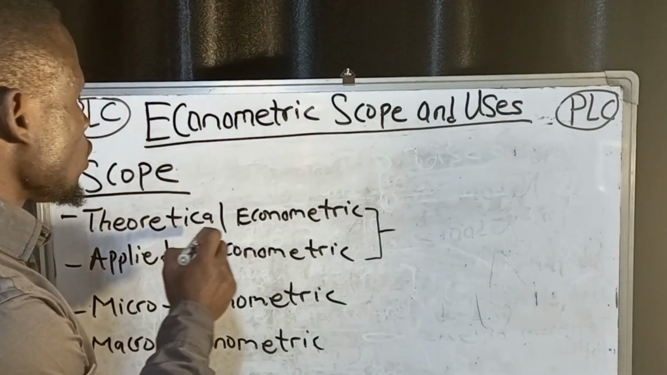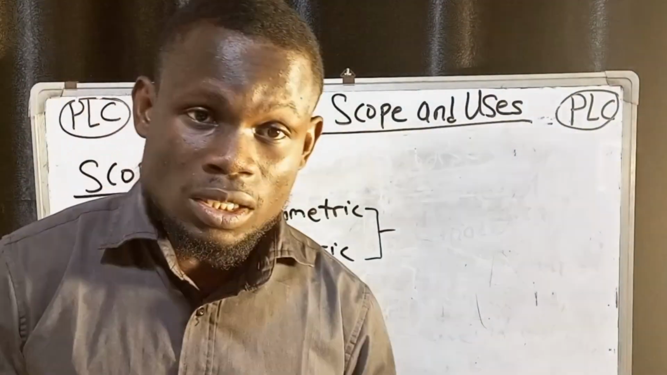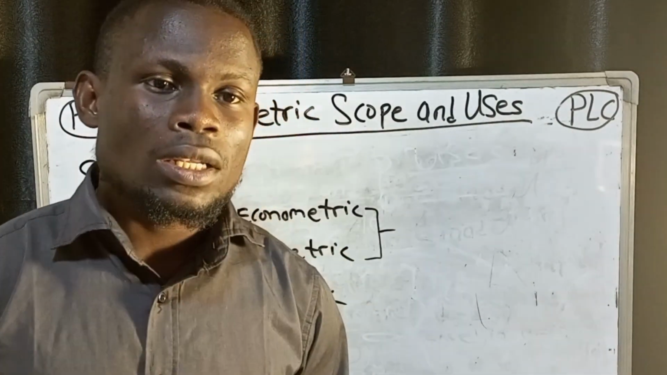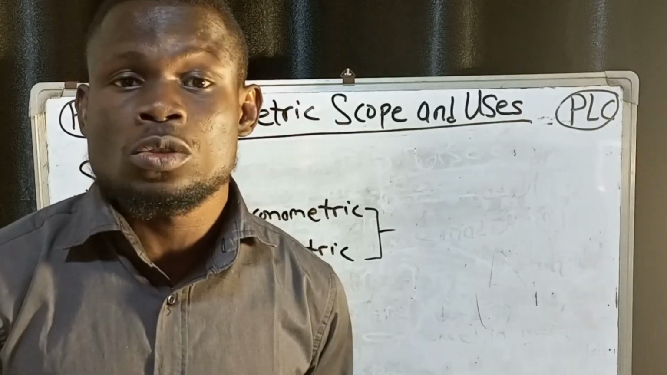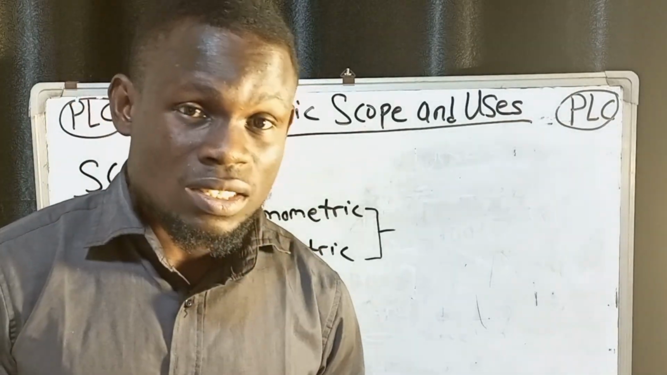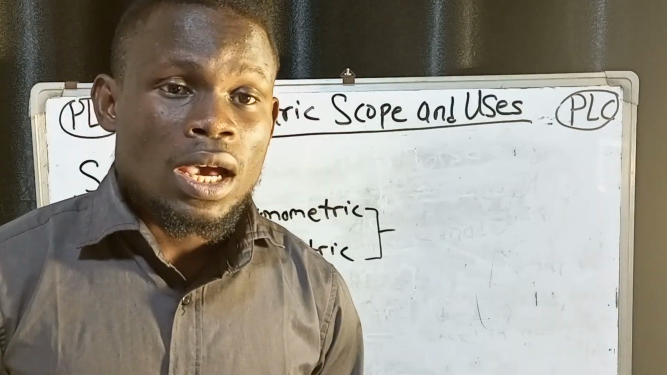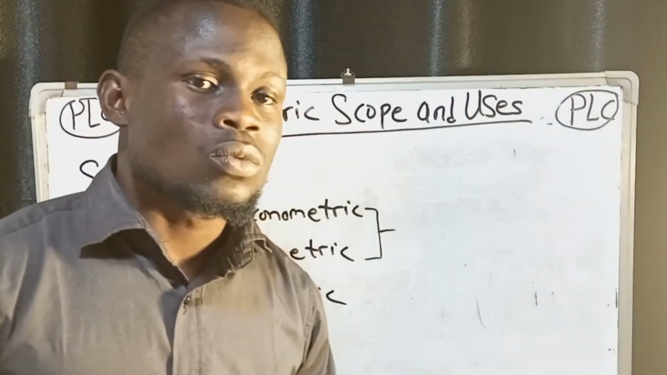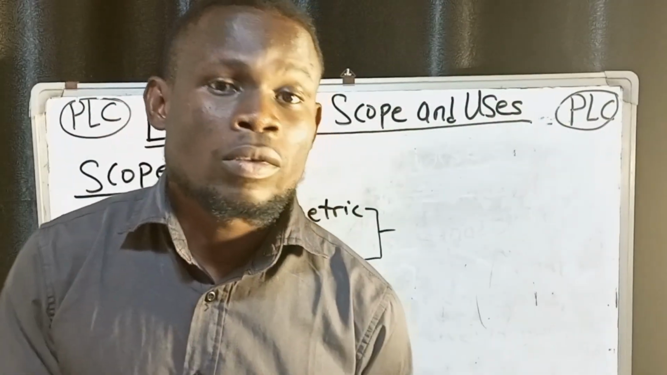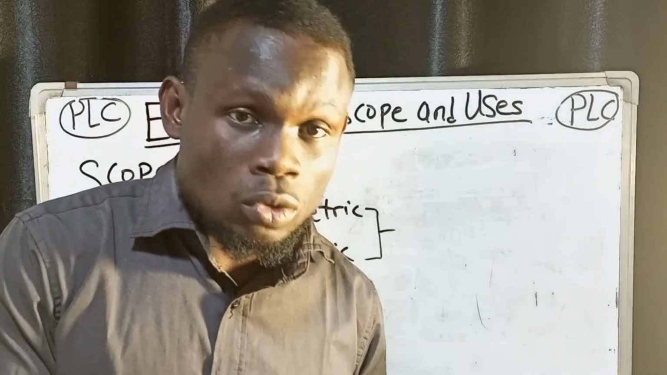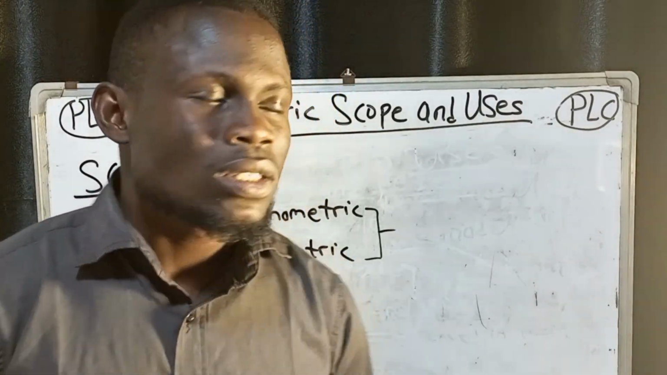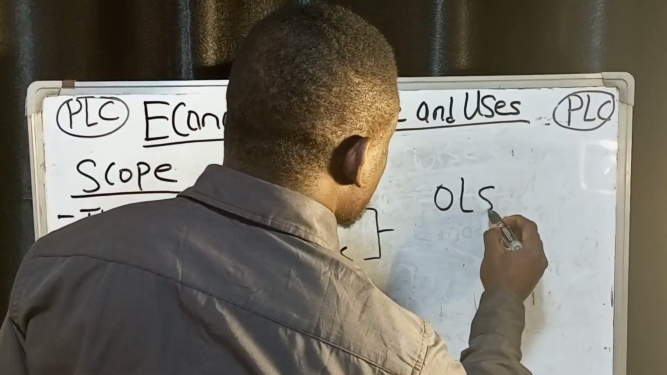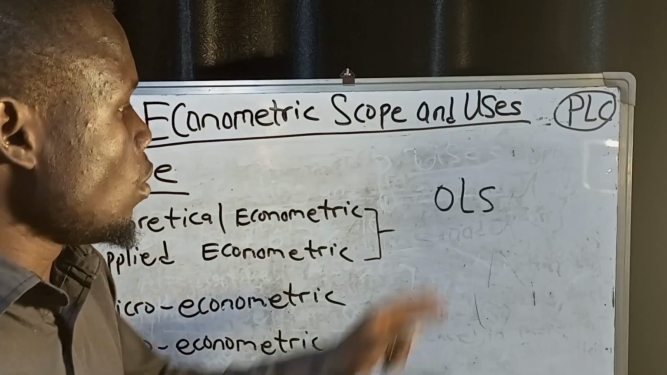The concern of the theoretical econometricians is to develop new techniques of analysis in econometrics, and in addition, they tend to identify the basic assumptions and the properties of these techniques. They look at what happens when certain assumptions of an econometric method of analysis are not fulfilled. Let's take the OLS, ordinary least squares method, for instance.